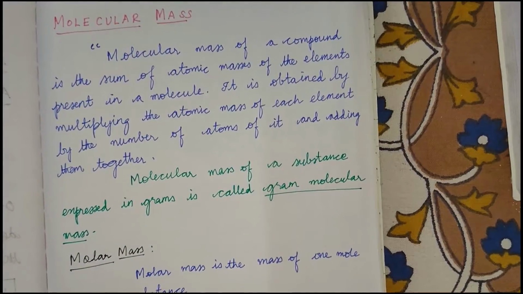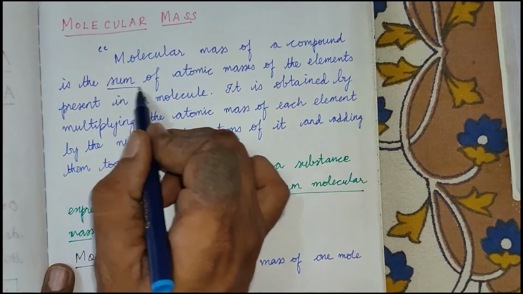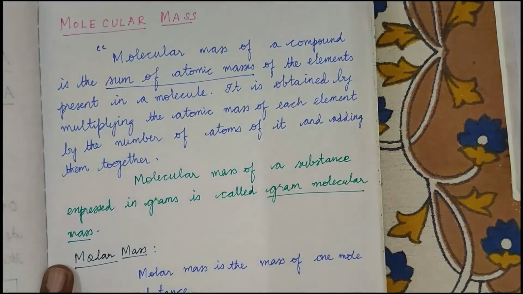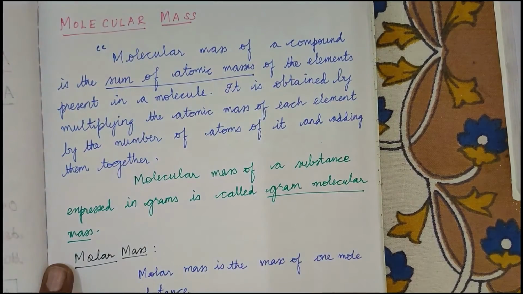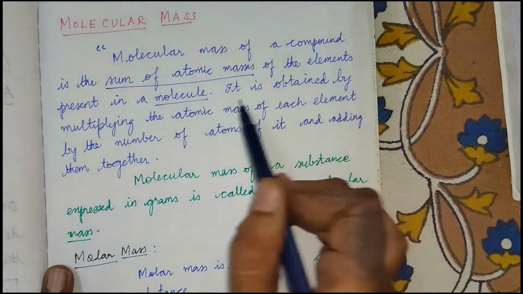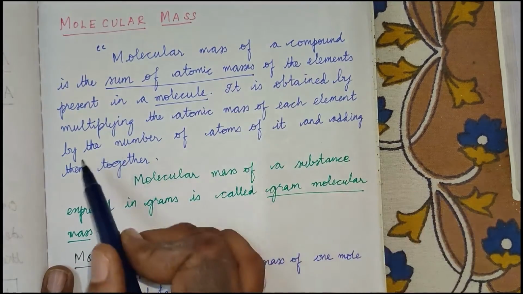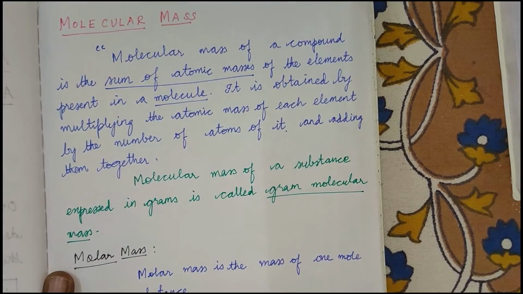What is molecular mass? Molecular mass of a compound is the sum of atomic masses. When you have more than 2 atoms, you have to add the atomic masses so that you get the molecular mass. Sum of atomic masses of elements present in a molecule. It is obtained by multiplying the atomic mass of each element by the number of atoms of it and adding them together. So what is the meaning of this?